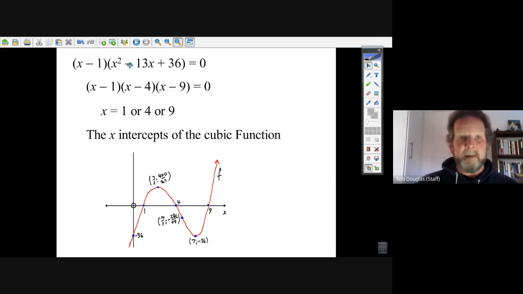x minus 1 times x squared minus 13x plus 36. Now we can factor this. If we did get stumped for some reason and couldn't factor it, we could use the quadratic formula, but we don't want to. And now we can see x minus 4 times x plus 9. Minus 4 times minus 9 is positive 36. Minus 4x minus 9x, that gives me the minus 13x. Look at now it's easy to see that 1, 4, and 9 all make this equal 0. Later on, when we sketch it, you can see the x-intercepts of this cubic equation, 1, 4, and 9.